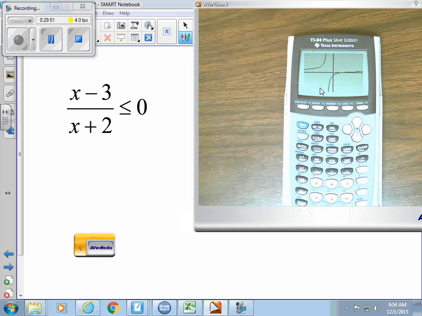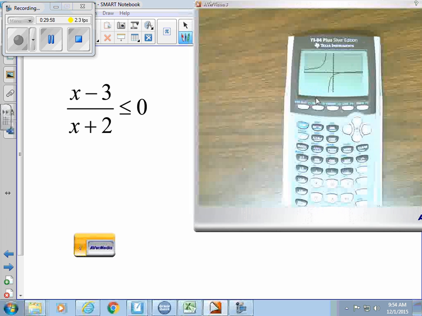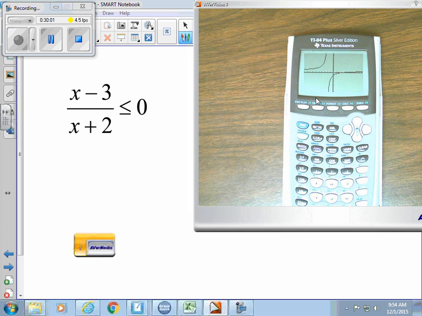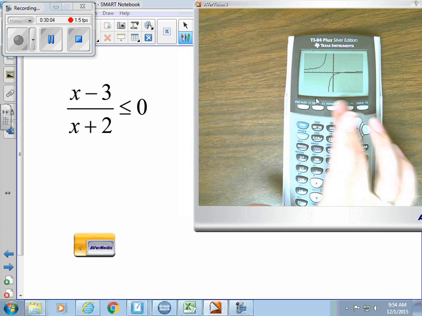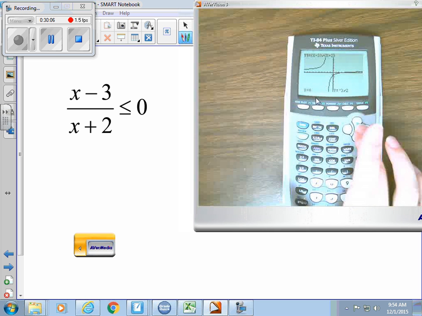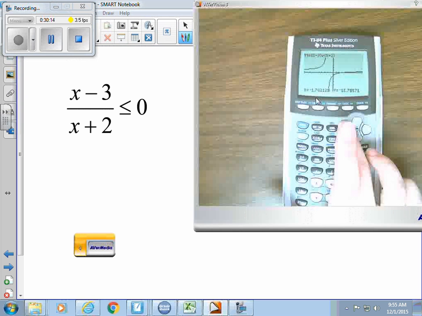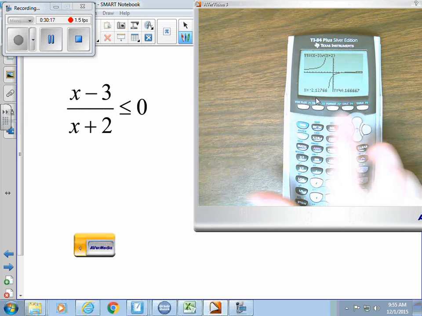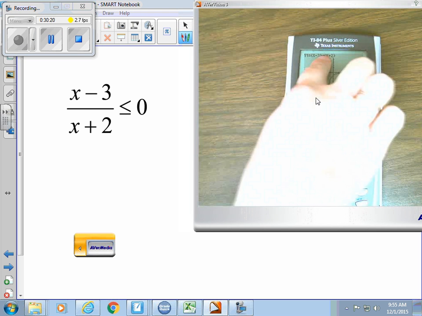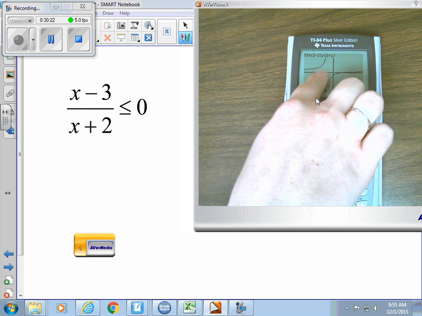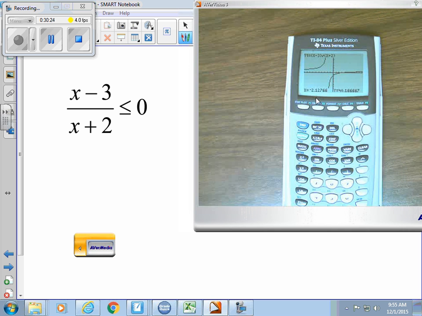Could you use the trace button to find out where that somewhere might be? Does anyone have a guess on where that is? Let's find out. I'm going to trace. So right now I'm at negative 0.8, negative 1, negative 1.7. Up, and then at negative 2.1, I jump away up here. So negative 2, does everyone agree that looks to be at negative 2? The reason that is it makes the denominator 0.